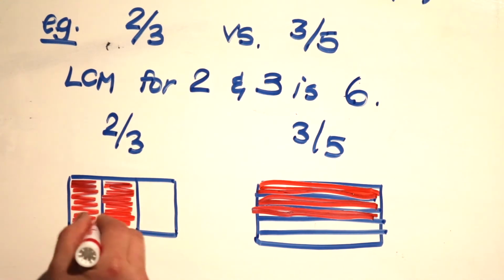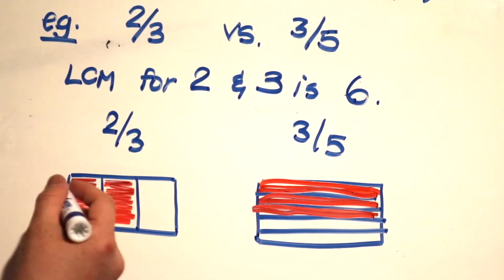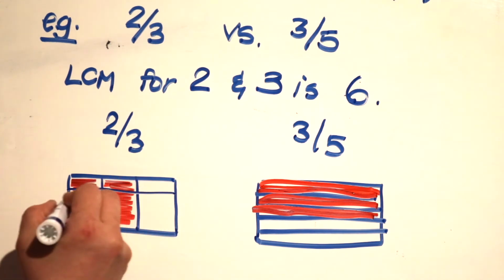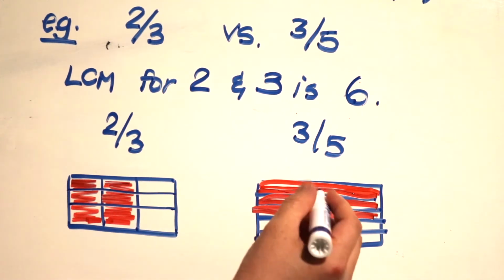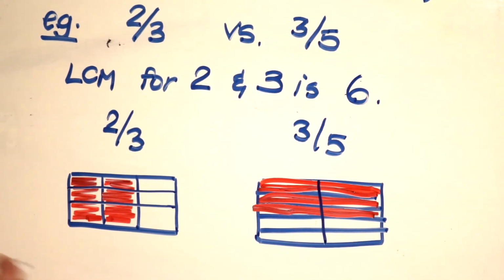So what we're going to do now is turn the numerator into 6. So how do we do that? Well, if we have 2 of these, then that means we have to cut these into further thirds. And this, we have 3, so we have to further halve this. So now we have 6 of those. So let's take a look.